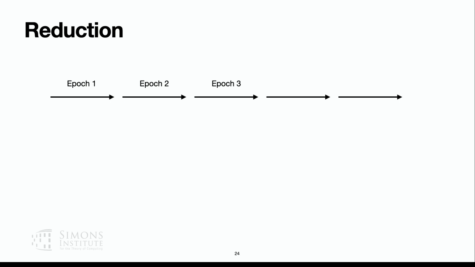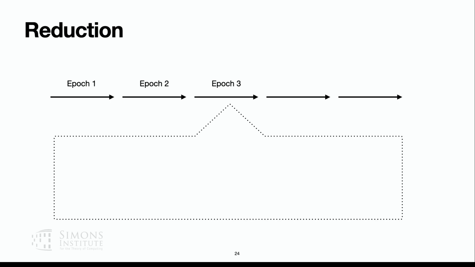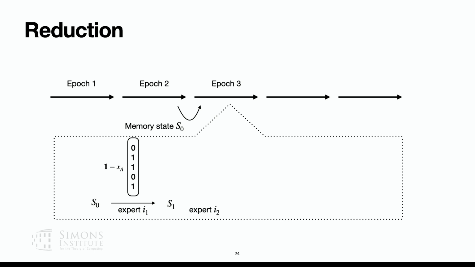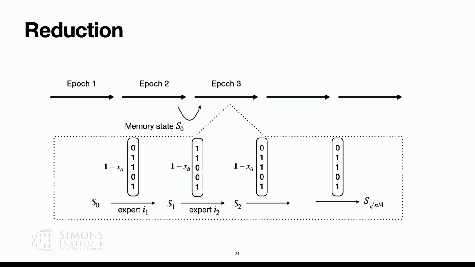The nature divides the sequence into epochs. Let's just zoom in on an arbitrary epoch. At the beginning of this epoch, the algorithm transfers the memory state as s0. Right? s0 is the memory state at the beginning of the third epoch. The algorithm first needs to play an expert. Let's call it i1. And then it observes the loss. The loss is with probability 1/2 1 minus xa, and with probability 1/2 1 minus xb. But let's just assume for now it's 1 minus xa. Then it updates the memory state. Again, commit an expert, observe the loss, and so on. Repeat it for sqrt N over 4 days.